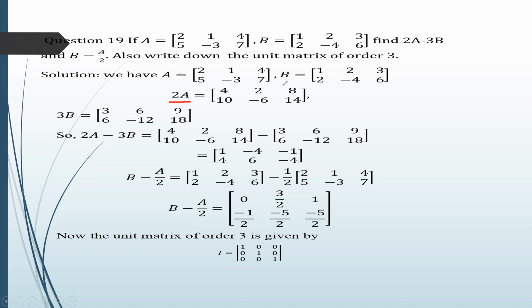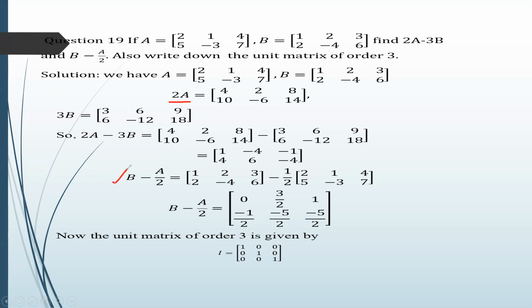Also find 3B. It means we multiply each element of B by 3. So 3, 6, 9, 6, minus 12, 18. So 2A minus 3B will be 4, 2, 8, 10, minus 6, 14, minus 3, 6, 9, 6, minus 12, 18. Okay, so this will come 1, minus 4, minus 1, 4, 6, and minus 4, after subtracting.